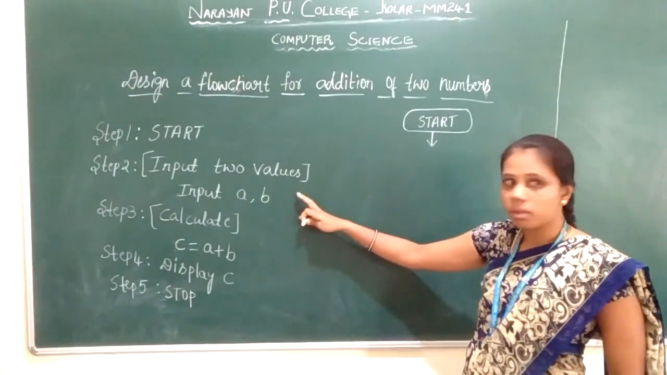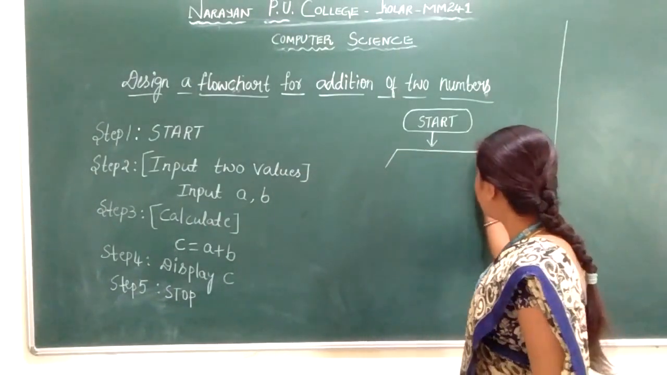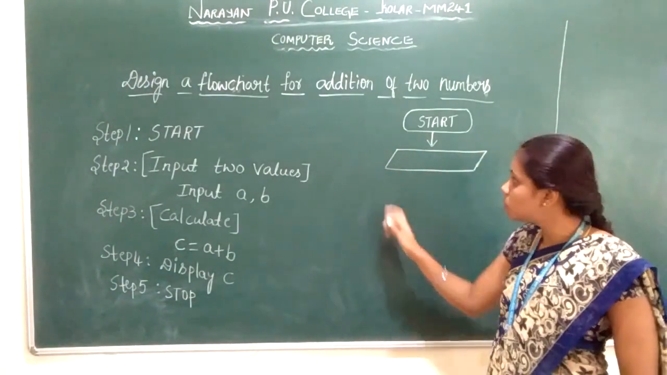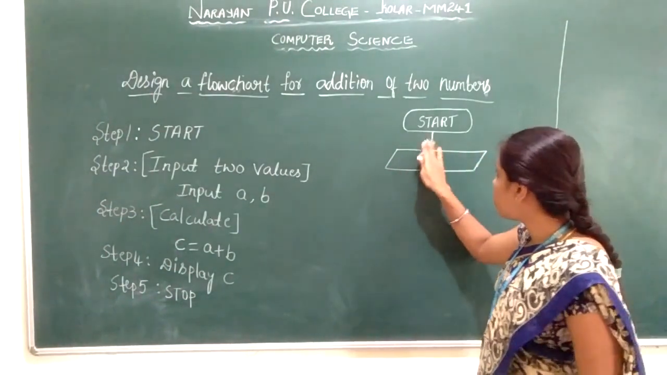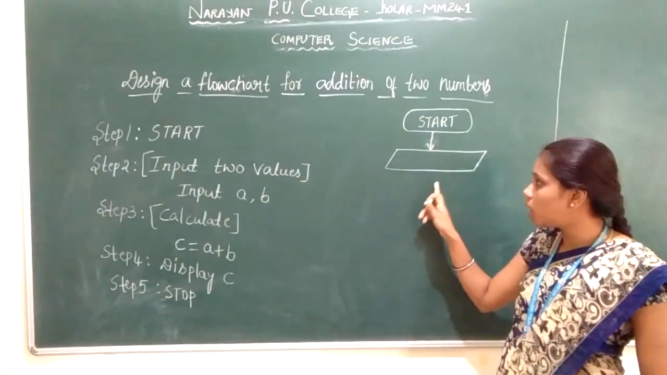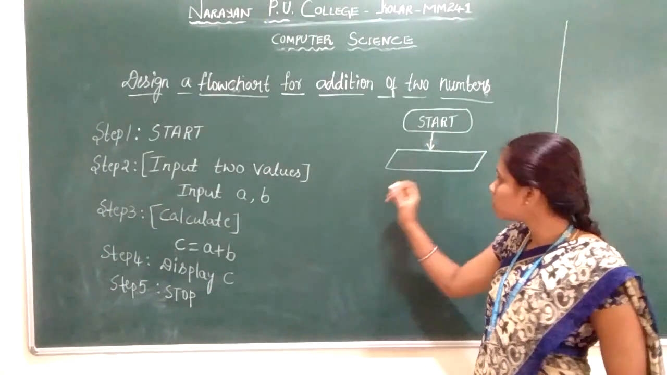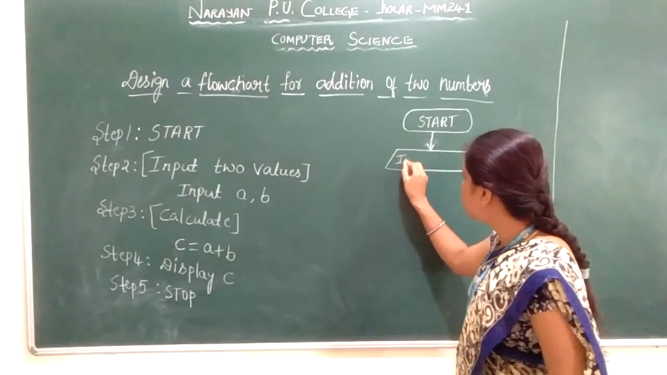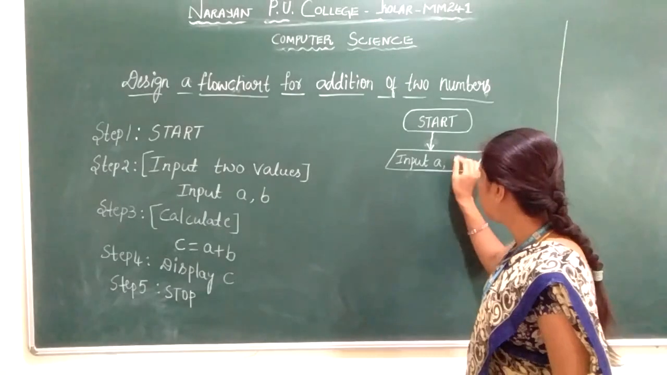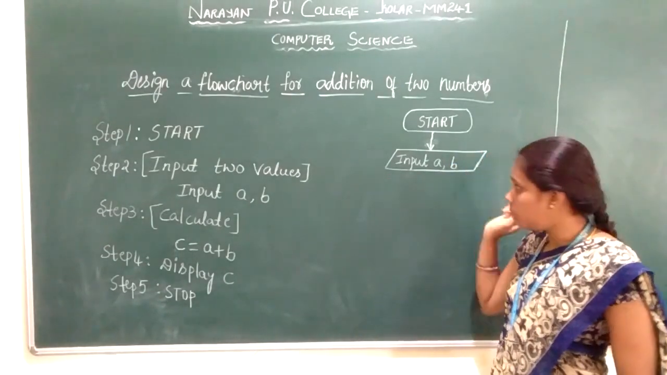Next, we have input. For input, we have a symbol called parallelogram. Parallelogram is used for input or output. Now we have input A, B. Now we are inputting A and B.